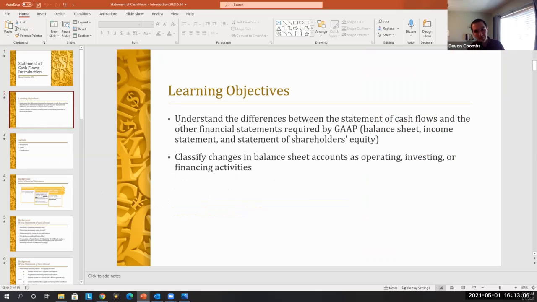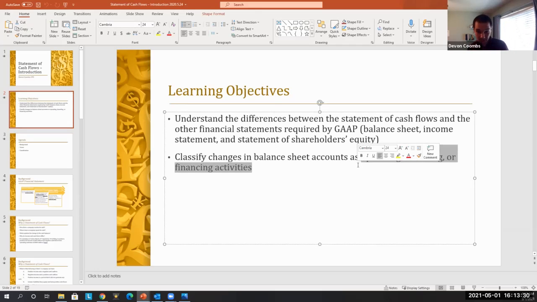And so the real purpose of this, and I think the most important thing, is just to understand the difference between the statement of cash flows and other financial statements, and to classify the changes in balance sheet accounts as operating, investing, and financing activities. We're going to see more learning objectives on the book slides, but I think these are really the key takeaways I want at your level. This is the main interesting piece that we're going to be talking about, that there are 3 separate types of activities on the statement of cash flows, and understanding what makes them different, operating, investing, and financing, is really the essential piece that I want you to leave with.